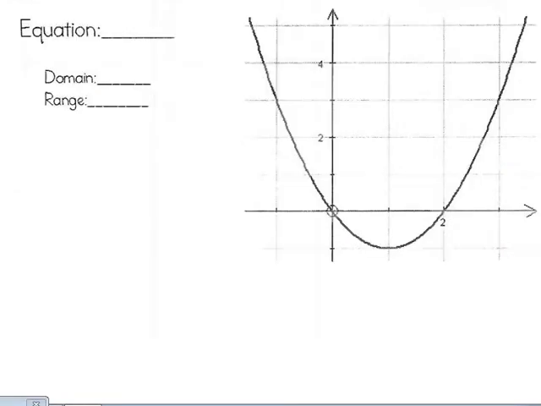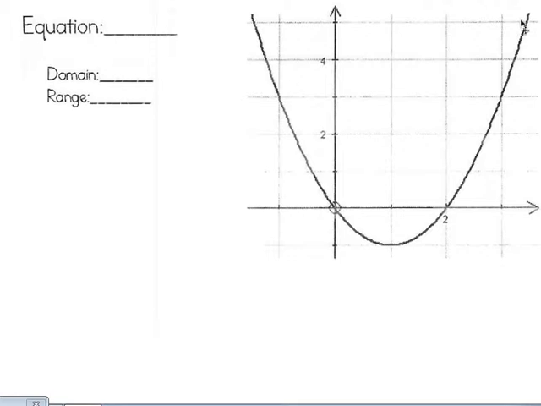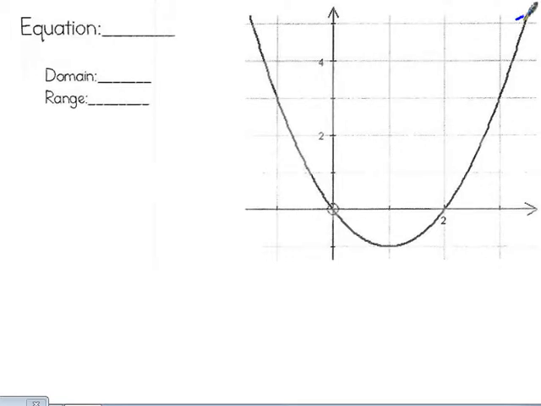All right, here you have to first identify what is your parent function. I have the parent functions over there on the cabinet, so you can look and see, okay, yeah, that's a parabola. I learned that a while back. So that's a quadratic, and the parent function for that would be y equals x squared.